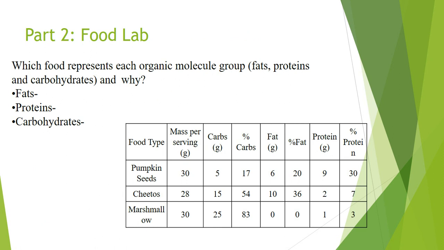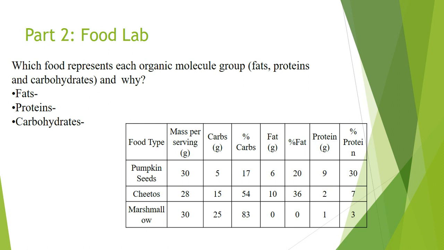The second part of the standard was which food represents, it was the data from the food lab and making sense of it. You all did a fine job on this during class, but I think some of you freaked out a little bit when you saw it on the test, not really sure exactly what I was asking. So let's start by looking at this. This is the percent of how much of a pumpkin seed is carbohydrates, how much of it is fat, and how much of it is protein. Same thing for Cheetos, what percent is carbs, fat, and protein, and then for marshmallows, carbs, fat, and protein.